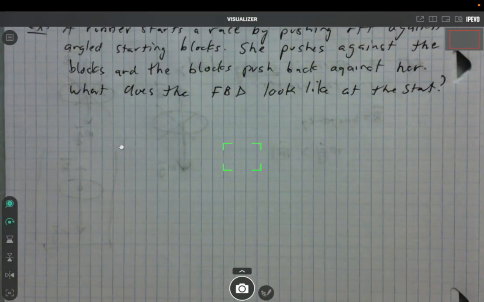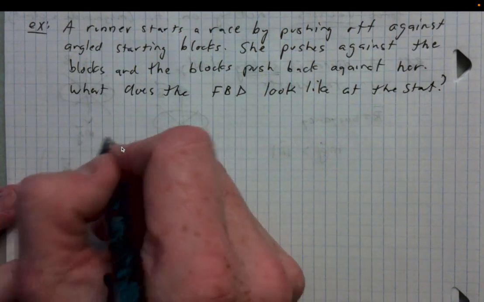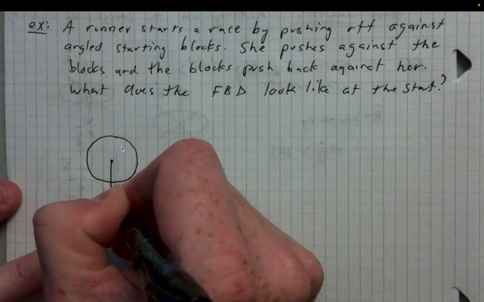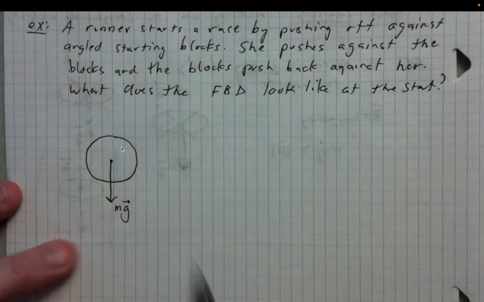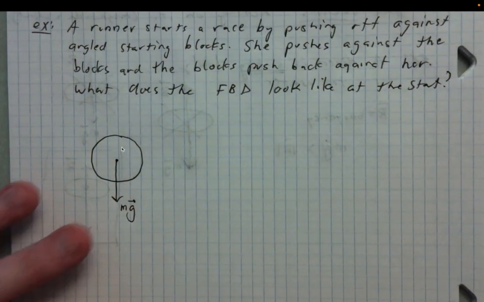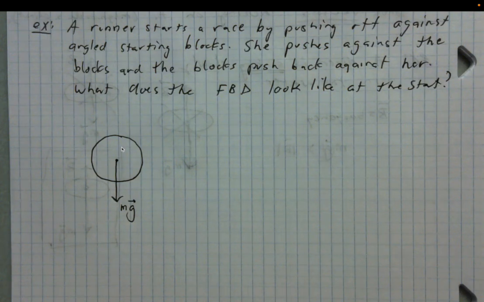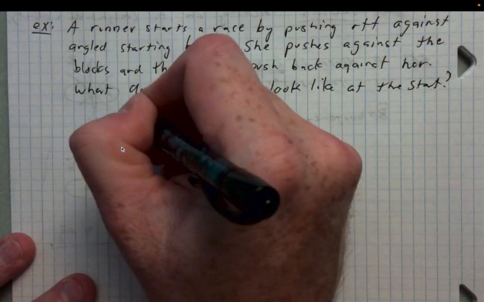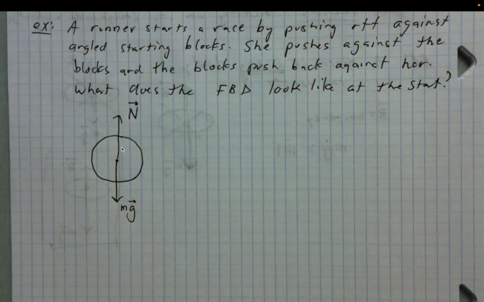Well, let's think about this. We've got the runner. We know that the runner is feeling the force of gravity. Now, there's always a normal force, right? Assuming the runner isn't accelerating downward. We'll just assume this runner is going to be accelerating in the horizontal direction, not up or down. So there's going to be some normal force here, and we'll say, just as per usual, it's of equal magnitude to the weight of the runner.